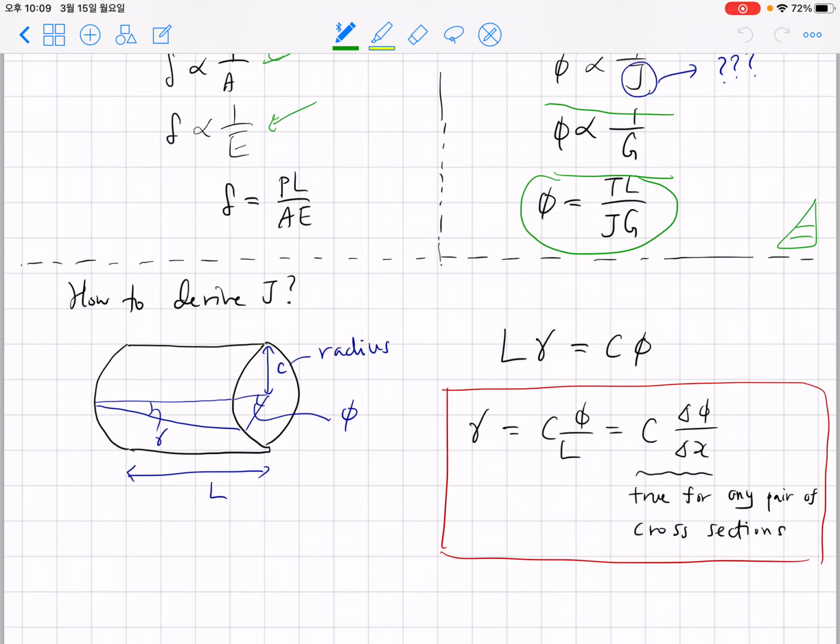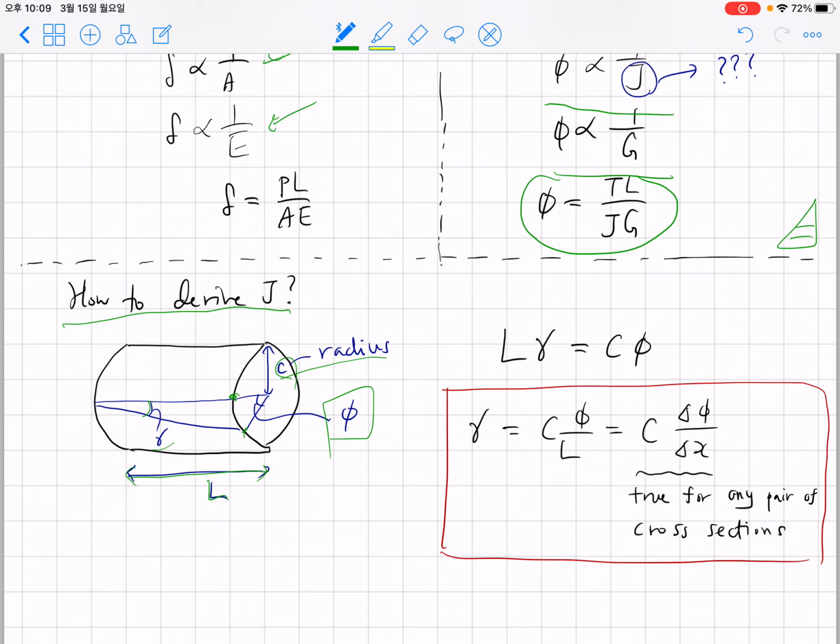Now let's continue our discussion on how to derive J. Before talking about J, let me set up alphabets for each variable. The radius of this cylinder will be denoted by C. The twist angle will be represented by phi, and the shear strain will be represented by gamma, and the length will be represented by L.